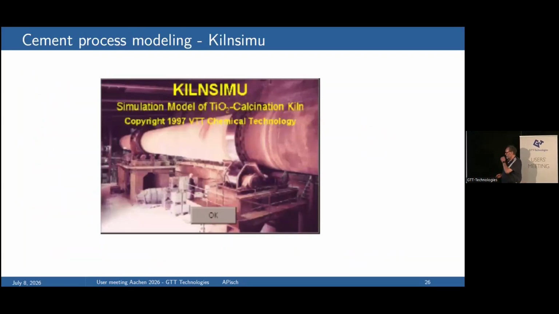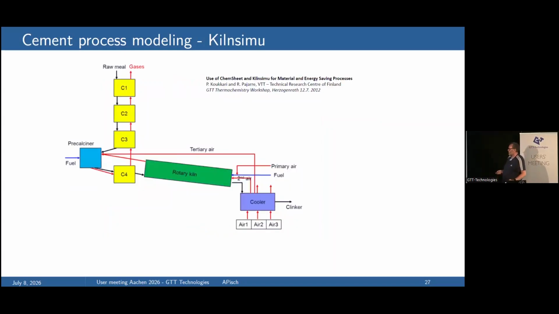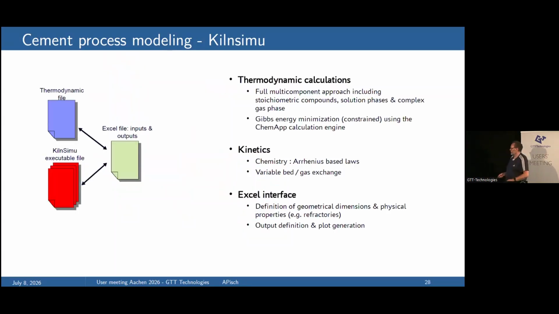Kiln CMU, just a few slides. So for the cement process, we have the full model. We use the rotary kiln model, but Kari also programmed the cyclones, the preheater tower with the 4 cyclones, a calciner, and the cooler. So we have all bricks to put together the cement process. We have the full thermodynamics, where we can use stoichiometric compounds, solution phases, complex gas phase. We can add the kinetics to it. And I still use the Excel interface. So you probably will show the other interface later, but I'm happy with the Excel interface.